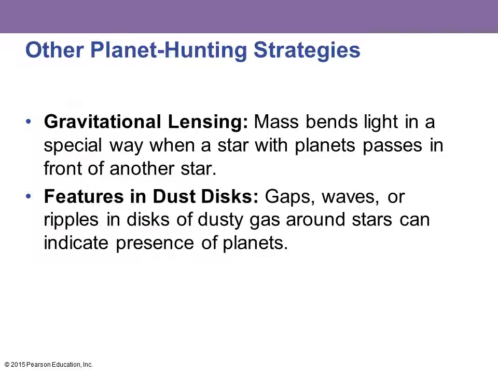There are other ways. Gravitational lensing, where mass will bend light in a special way when a star passes in front of another star. And there's even things called dust disks, where a gap or a wave or a ripple in dusty gas around a star can indicate the presence of a planet or planets.